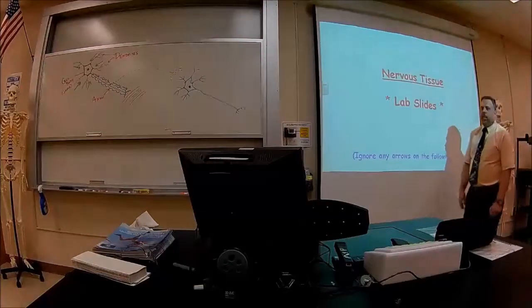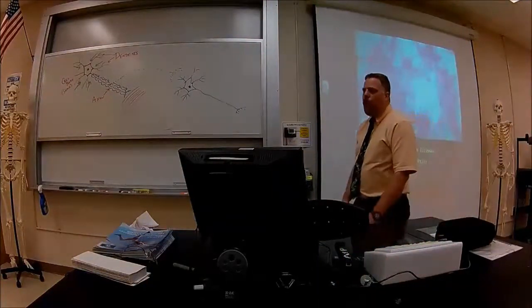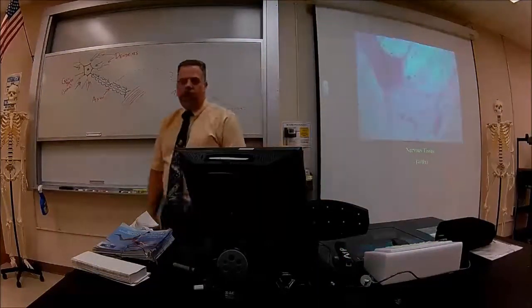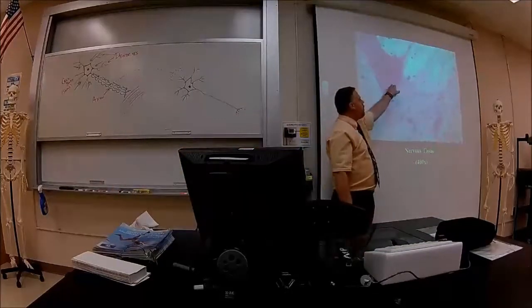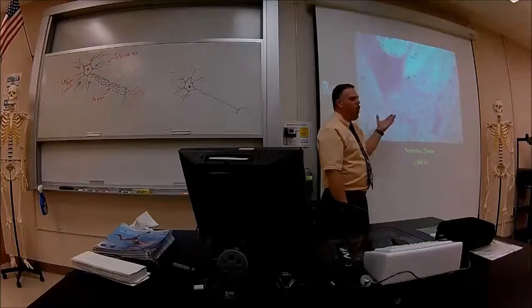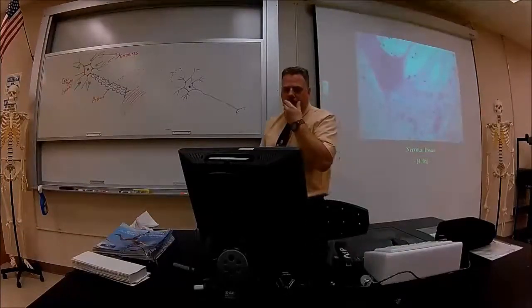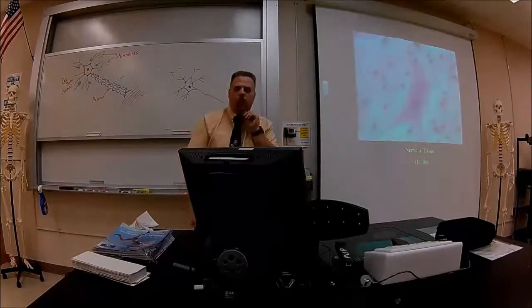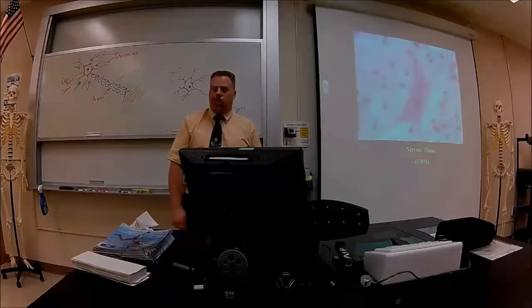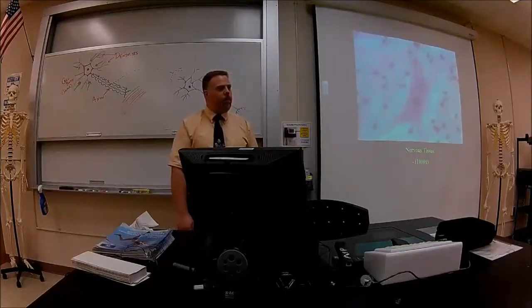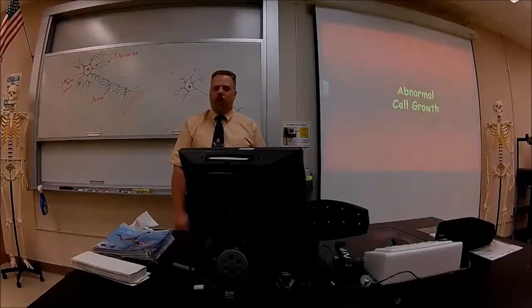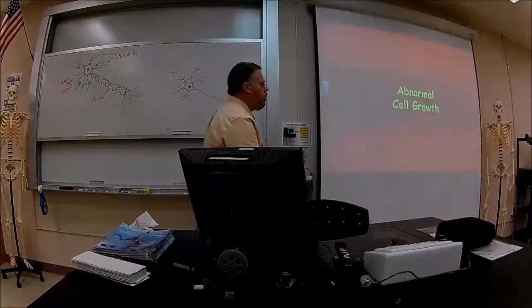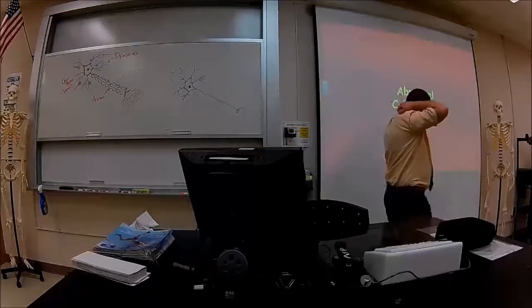So what your lab slides would look like, there's one at 40, at 100, and at 400. You can see there's a cell body right here. You can't tell where the axon is. And that's a really close up at 1,000. Okay? Questions about nervous tissue? Okay. Alright, the last thing I just want to do, it's only a couple slides, is abnormal cell growth.